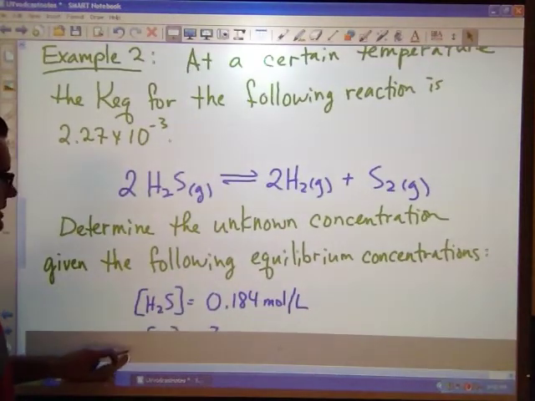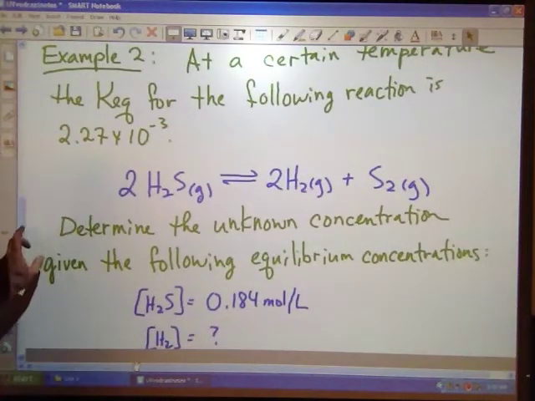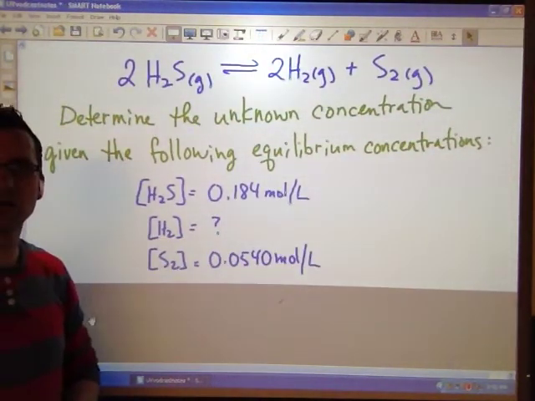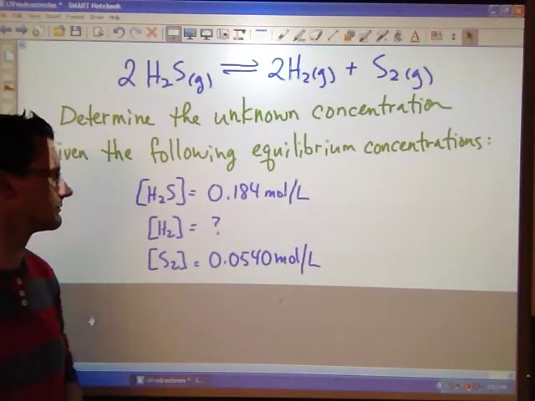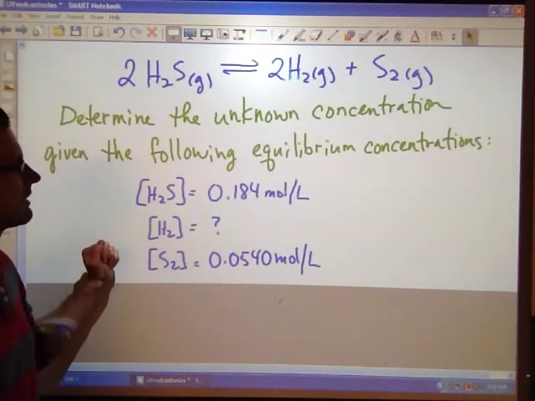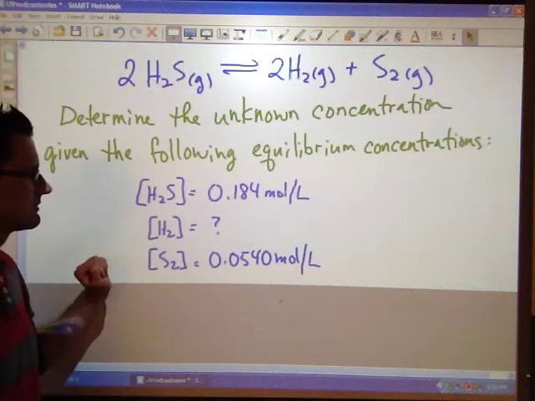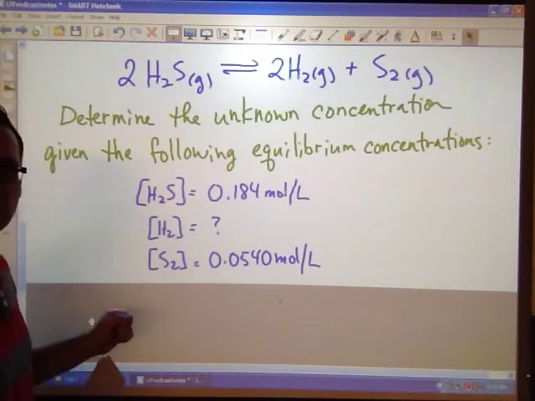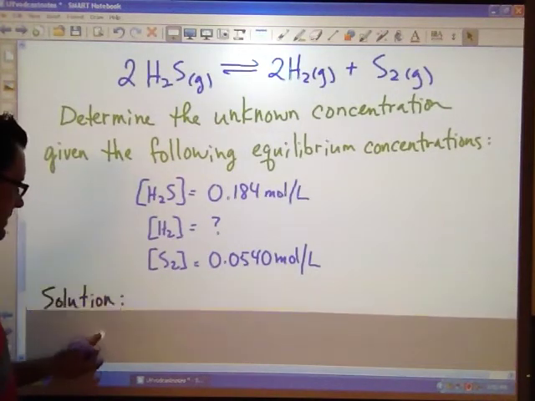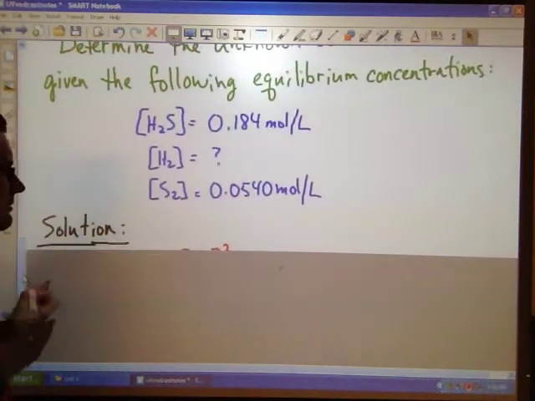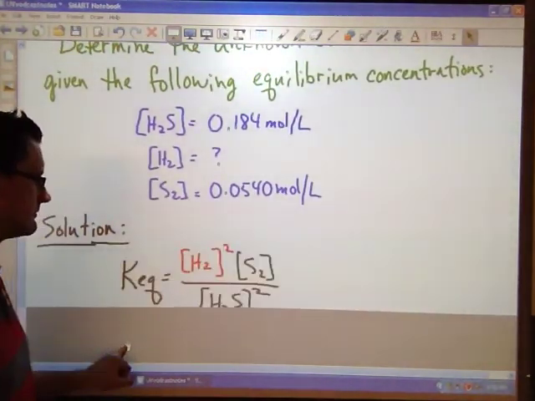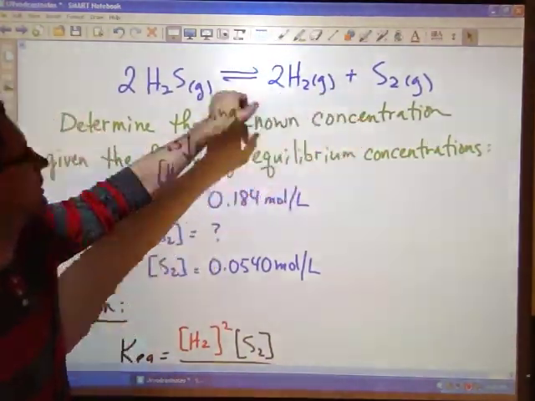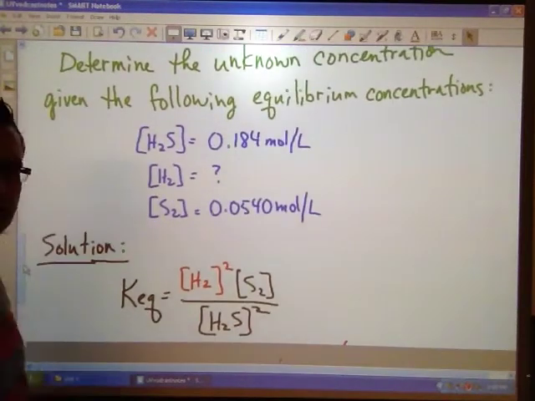Determine the unknown concentration given the following. The unknown is the equilibrium concentration of H2, given that H2S is 0.184 and S2 is 0.050, and also giving you the KEQ. We start this question the same way. Find the KEQ equation first of all. So products over reactants again: H2 squared times S2 all over H2S all squared. So there it is right there.